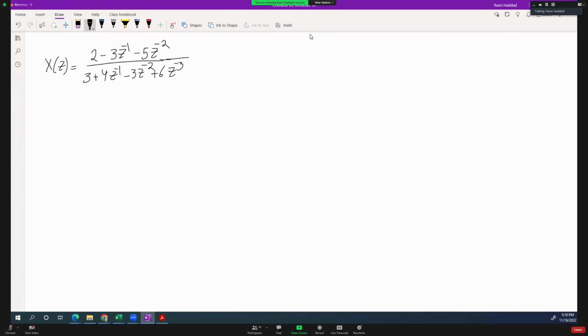Now, what is the highest order between the numerator and the denominator in this case? I have z raised to the power minus 3. To convert this to positive, I need to multiply by z raised to the power 3. Is that right?